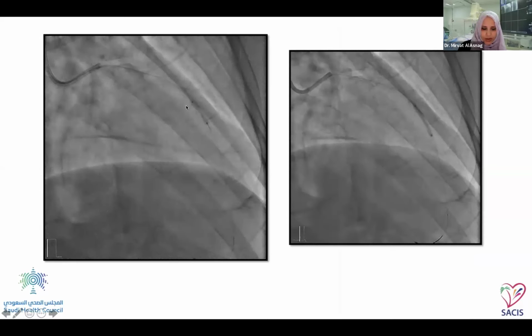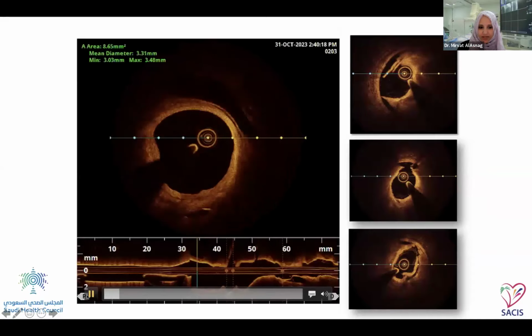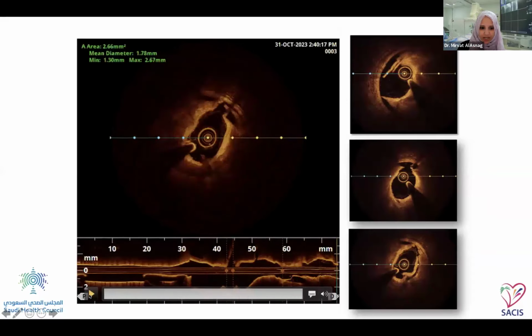As you can see here, the balloon did not yield. There's still a waist. So we take a cutting balloon and we do some more cutting. It yields after the cutting balloon. And this is the more distal segment where it was quite fibrotic. After we do the treatment, we want to see what we've achieved, and we do the OCT run.